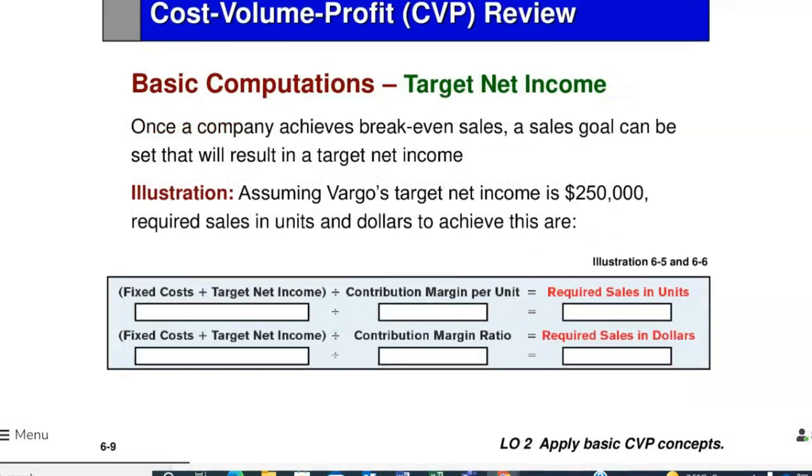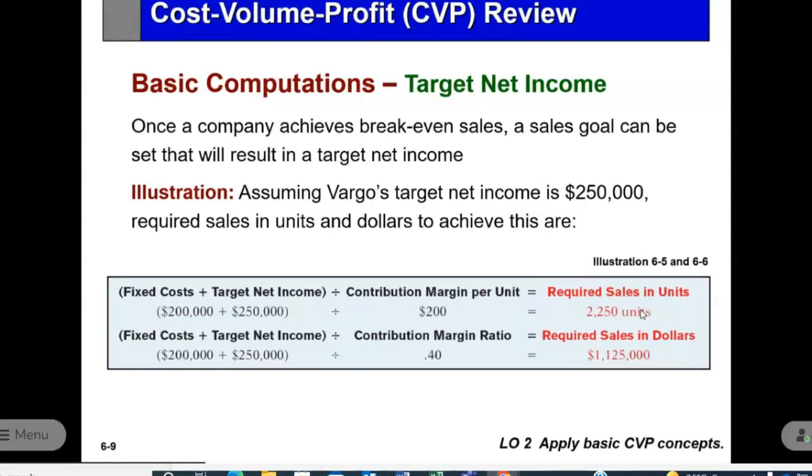But we also want to determine what level of activity, i.e. sales, do I need to give me a certain profit. Well, that certain profit we refer to as target net income. Simply put, we add the target net income to the fixed costs and divide through by the contribution margin per unit if we want the answer in units. We divide through by the contribution margin ratio if we want to know the break even in terms of sales dollars.